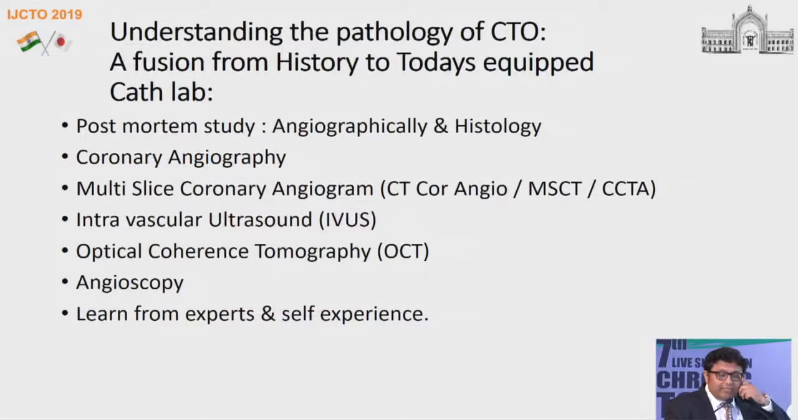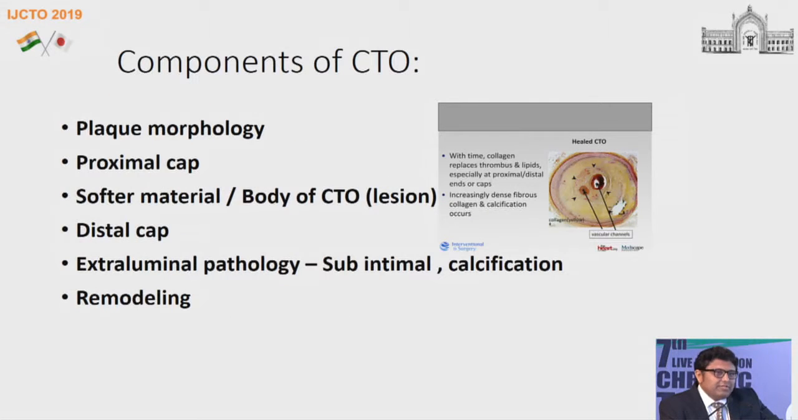So understanding the pathology of CTO is a fusion from the history to today's equipped cath lab: the postmortem studies, coronary angiography, MSCT, intravascular ultrasound, OCT, angioscopy, and learning from the experts and self-experience. So the components of CTO, basically for pathology, are the plaque morphology, proximal cap, the body of the CTO, distal cap, remodeling, and extraluminal pathology.